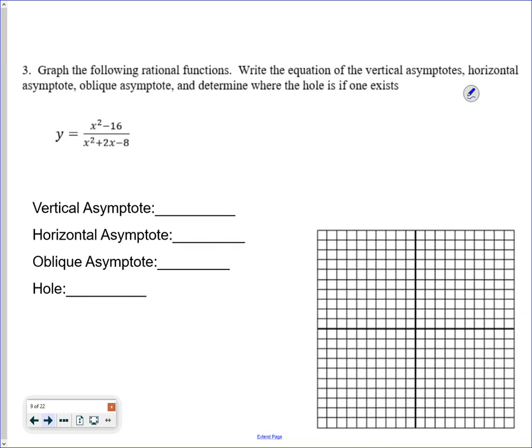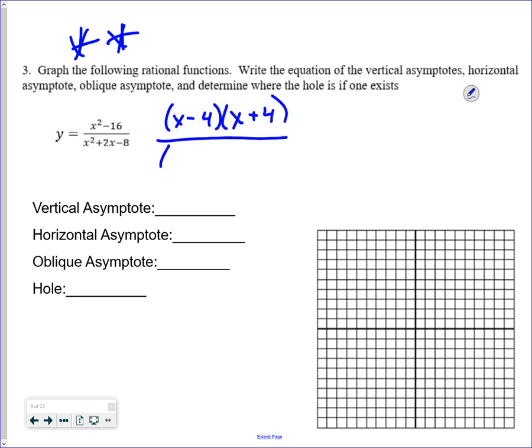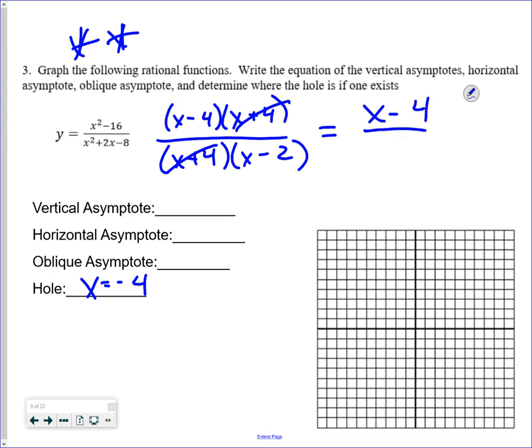Next one, obviously the most complicated of the group, and this is by far my favorite. Guarantee it's on the test. The top factors and the bottom factors. And something cancels. So that means there's a hole at the value that makes that 0, so x equals -4. And what's left is still a fraction. So now I have to go through all the work that comes with a fraction, or rational expression.